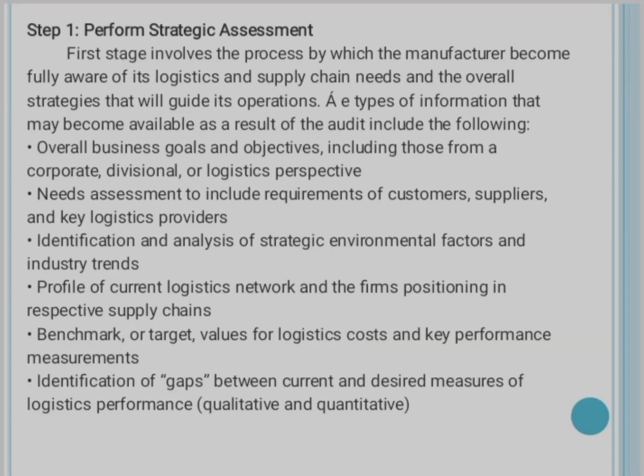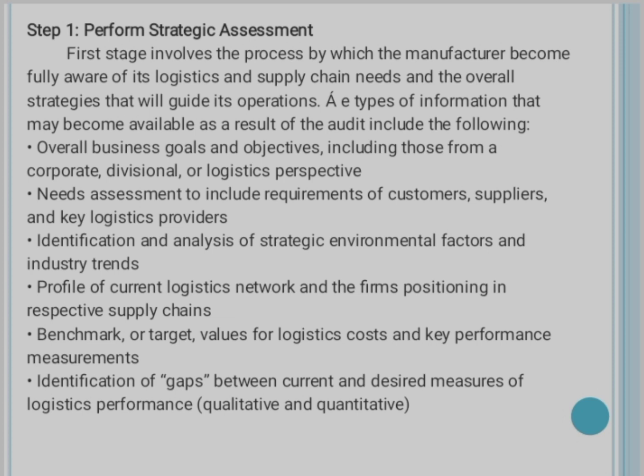Discuss. Next, step 1. Perform strategic assessment. First stage involves the process by which the manufacturer becomes fully aware of its logistics and supply chain needs and the overall strategies that will guide its operations. Types of information that may become available as a result of the audit include the following.